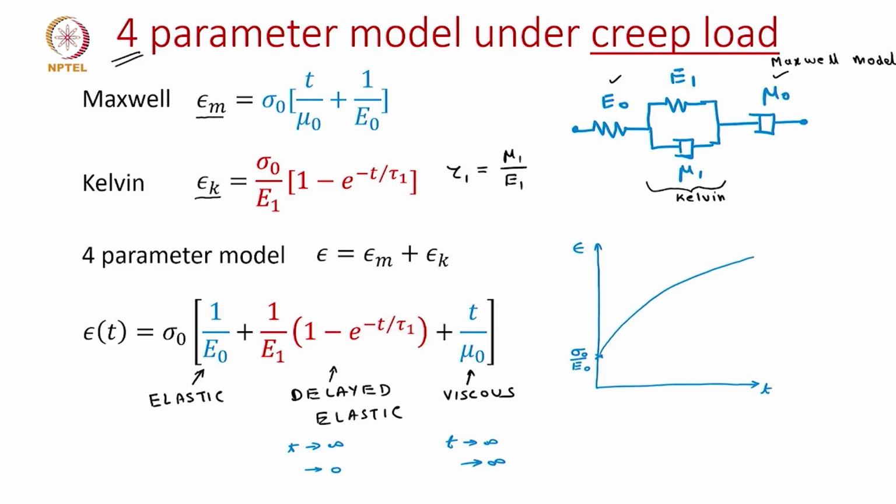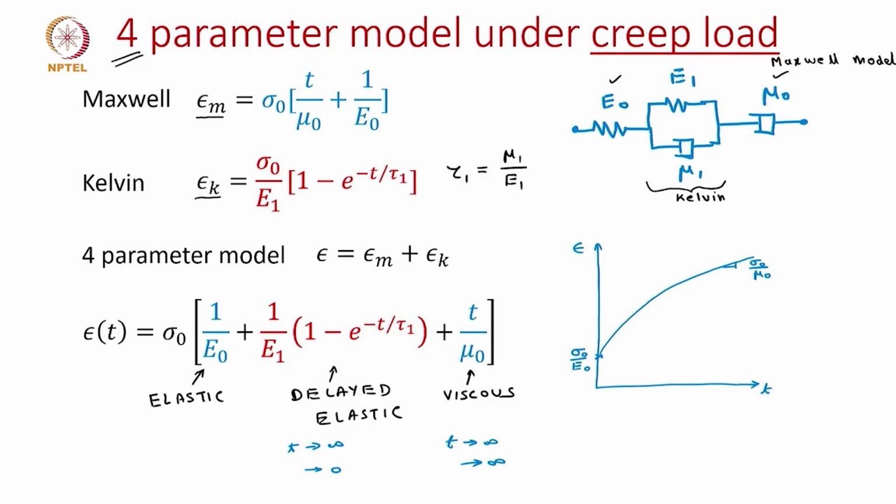It keeps increasing because of the third term, which is the viscous behavior, and this straight line has a slope which can be represented as sigma naught by mu naught. So, this term we are getting because of the free damper, and the initial nonlinear region in between is because of this delayed elastic behavior.